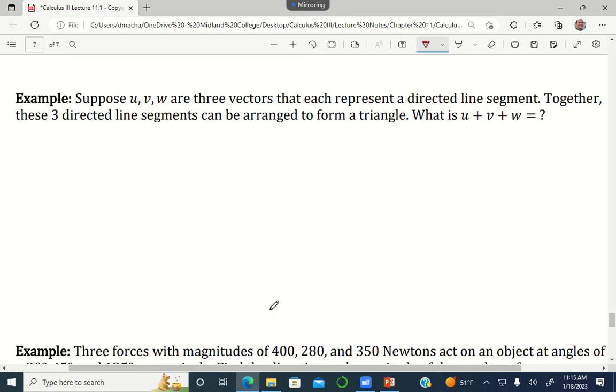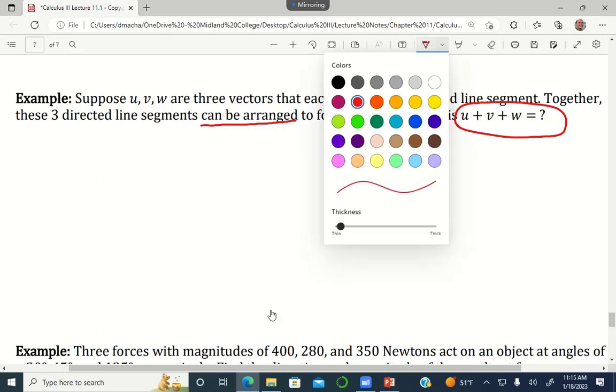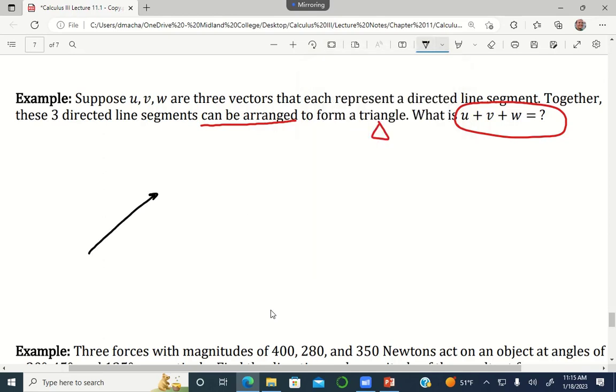Then, suppose u, v, and w are 3 vectors that each represent a directed line segment. Together, these 3 directed line segments can be arranged to form a triangle. Then what is u plus v plus w? Let me draw a little picture. What the problem is saying is that if I take these vectors u, v, and w like this, and what I should have said is tip to tail. That's important.